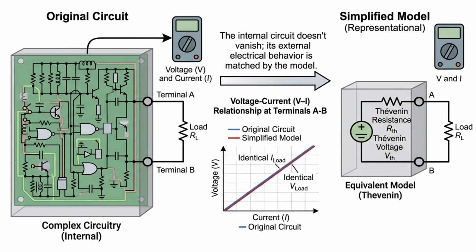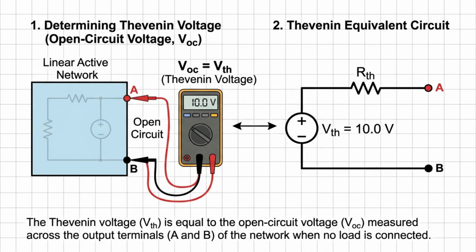The key idea is not that the internal circuit disappears physically, but that its external electrical behavior can be represented by a simpler model. As long as the load is connected at the same terminals, both circuits produce identical voltage-current relationships. A Thevenin equivalent is defined by two quantities, Thevenin voltage and Thevenin resistance.